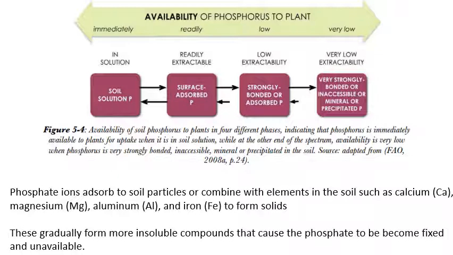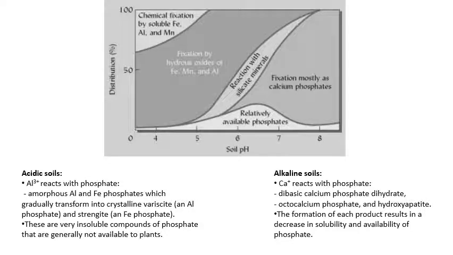So we know that the phosphorus in the soil can be in various different forms, and that some of these forms are more available to plants than others. I'm now going to demonstrate to you that the pH of the soil is a very important control affecting which form the phosphorus is in.